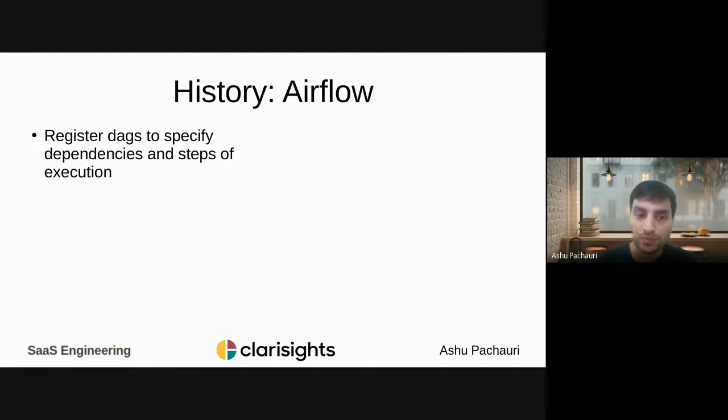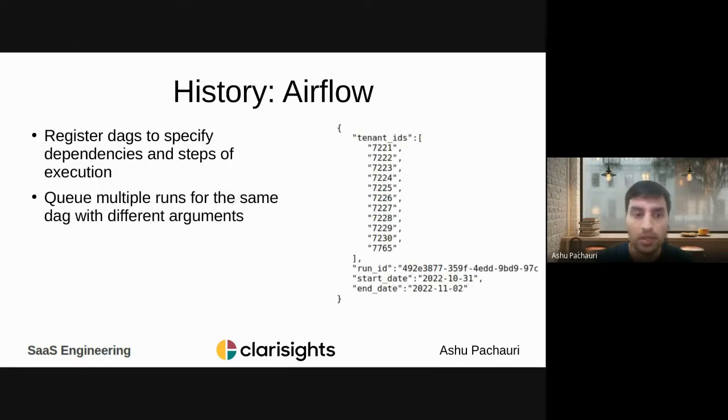We moved on to Airflow, where we could register DAGs to specify dependencies, basically steps of execution. That's something that we could do. What we would do was that we would basically queue multiple runs in Airflow with the same set of arguments for a specific DAG. For example, let's say I want to run a pipeline for Facebook for different customers. So I would specify something like this, like there are different tenant IDs. They would actually correspond to accounts that I was talking about. And I would run them in a single DAG run. I could have run them separately also. For example, 7221 could have run in a specific instance, and then 7222 could have run in a different instance.